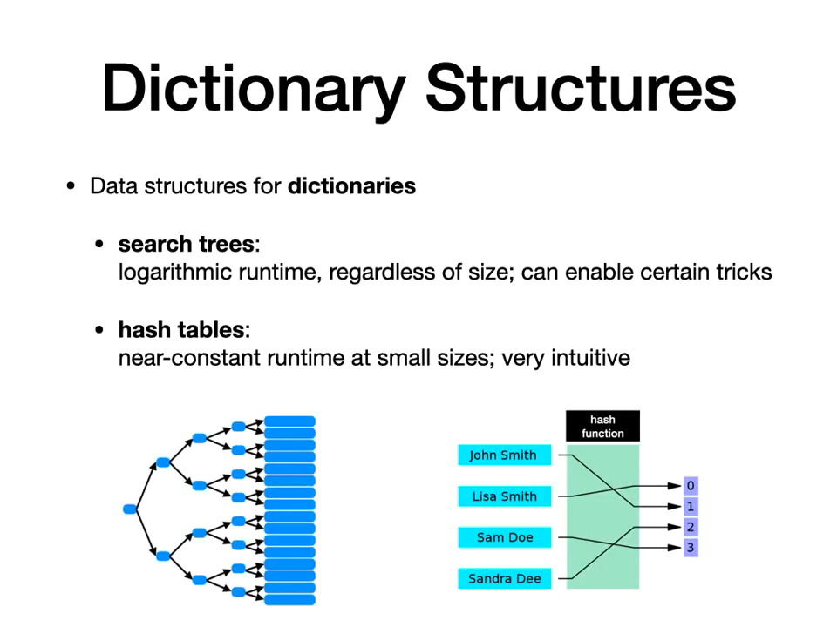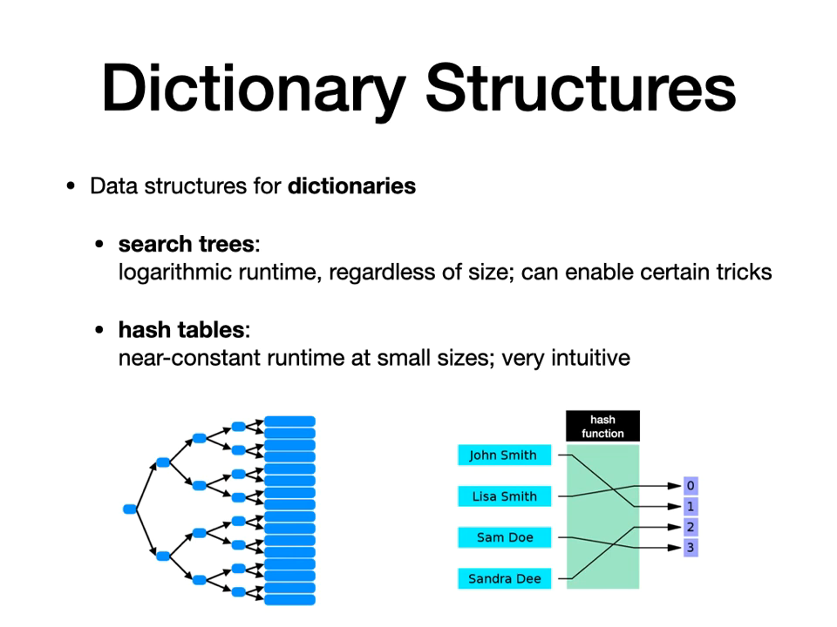So the two structures we talked about were search trees, which are nice. They have a logarithmic runtime, and they will always have a logarithmic runtime, which is great, regardless of the size. And they can enable some tricks for free, which we'll talk about today. And then also hash tables, which are thankfully very intuitive with how we actually use them.